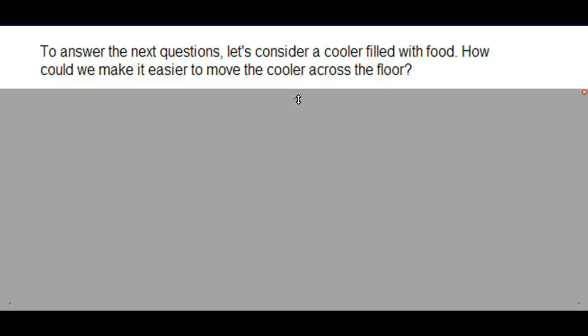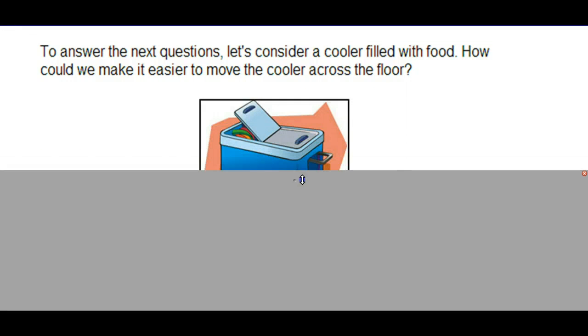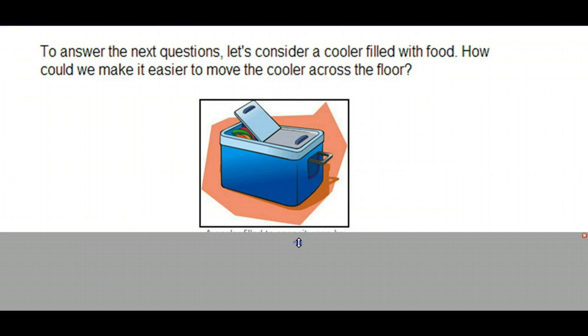And we're going to consider a cooler that's filled with food. How could we make it easier to move this cooler across the floor? So I gave you one example. We push this cooler across a concrete floor versus pushing it across ice. So what factor are we talking about? What factor are we changing? We're changing the surface, okay? The material of the surface that it's in contact with. So that's one factor that might make it easier to move.